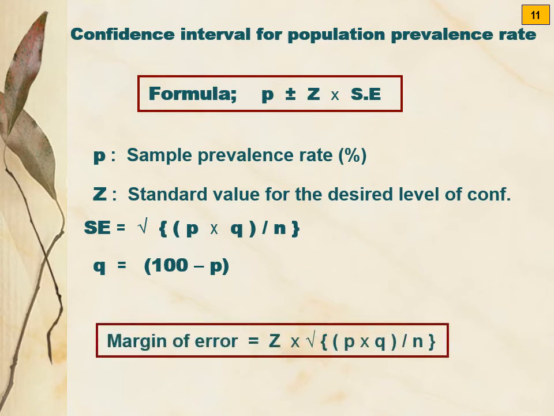So here the margin of error, which was there in the confidence interval for the population mean, was Z into SE. Here again Z into SE, and your SE is the square root of P into Q over N. So your margin of error is Z into the square root of P into Q over N.